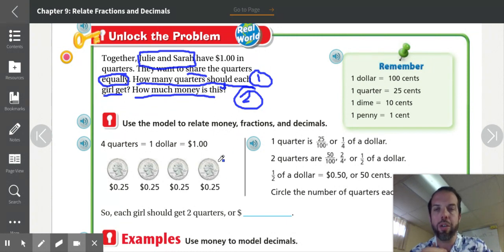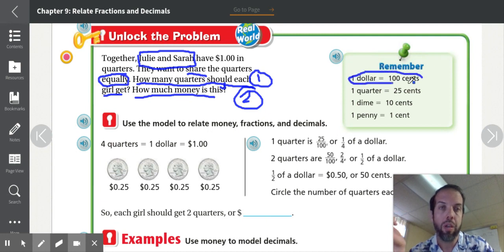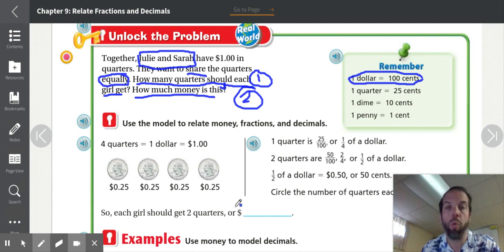All right, so here's my model. Here are the 4 quarters that the girls have. It doesn't say there are 4 quarters in the problem, so we have to know how many quarters are in $1. $1 would equal 100 cents, but each of these quarters is 25. So 25, 50, 75, 100 cents, or 1 whole dollar.